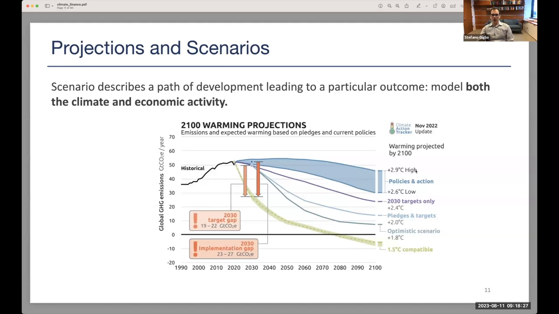Then you can ask, what if governments really followed all the pledges they made? What if we get lucky and they really do a little more? What if they really cut very drastically?